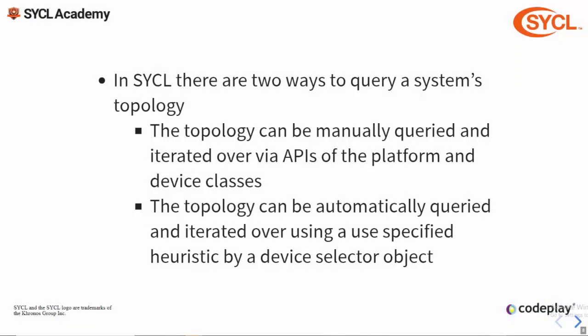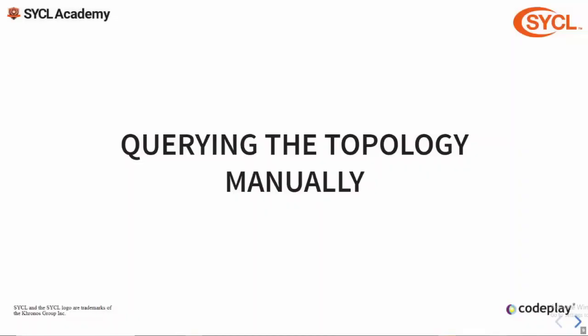Now there are two ways in SYCL to traverse the topology of a system. Firstly, there are APIs which allow you to manually query the available platforms and devices. Secondly, there's a mechanism called device selectors for automatically traversing the system and producing a device based on a heuristic for scoring devices. First, we're going to take a look at how you would manually traverse the topology of a system.